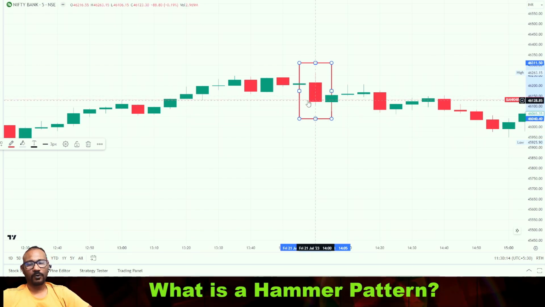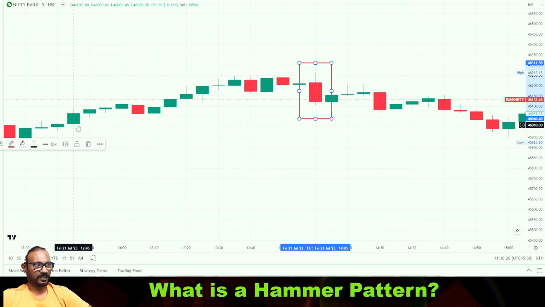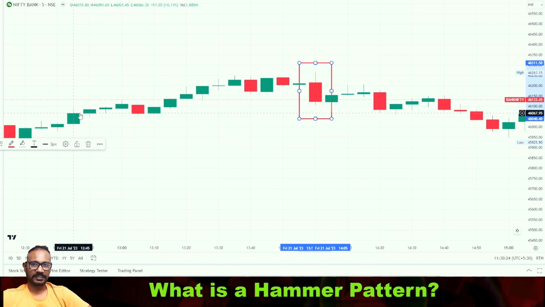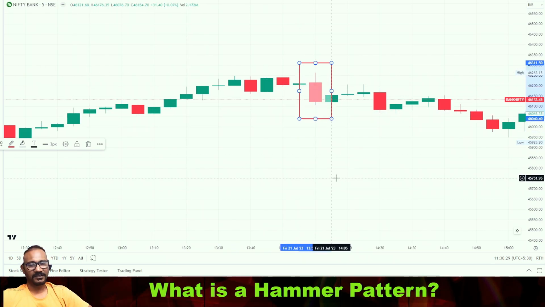For a red candle, the open is at the top and the close is at the bottom. For a green candle, the open is at the bottom and the close is at the top. And the high and low remain the same for both candles. So that's how you read it.